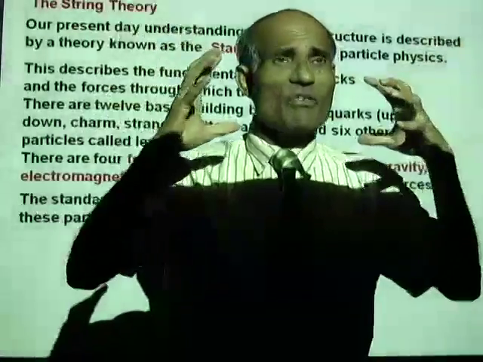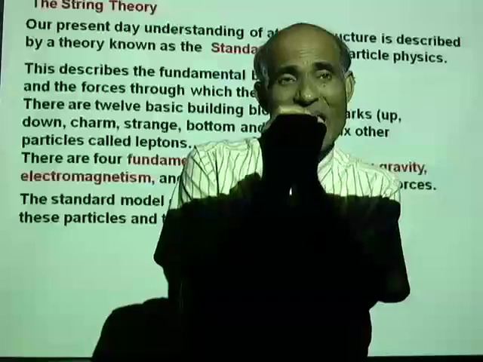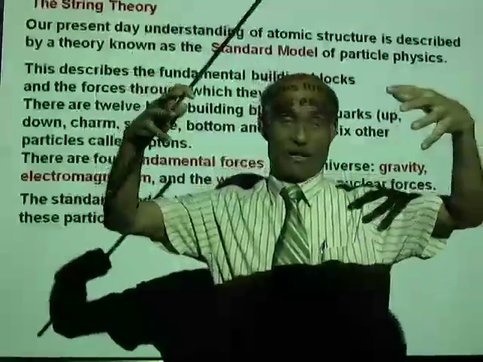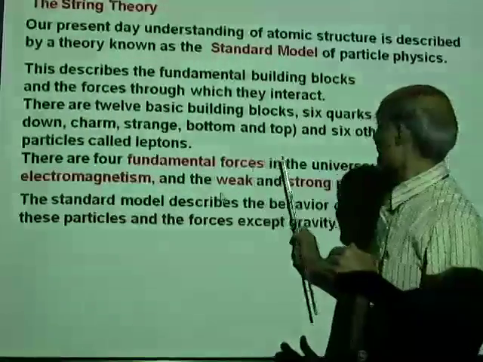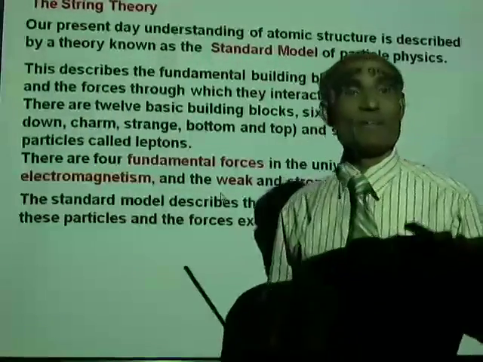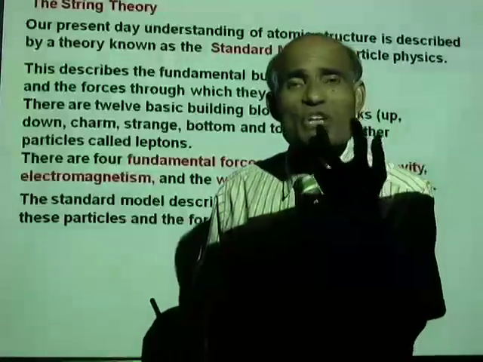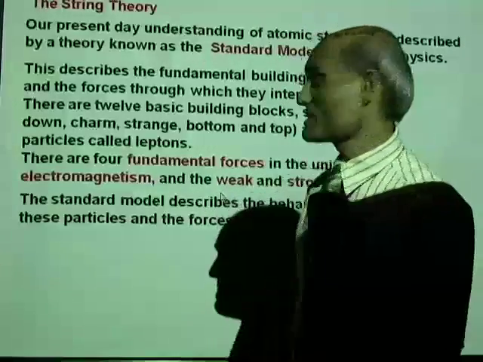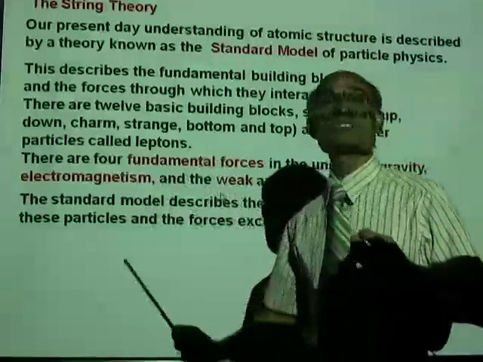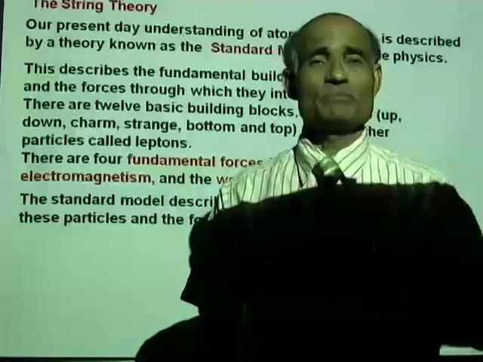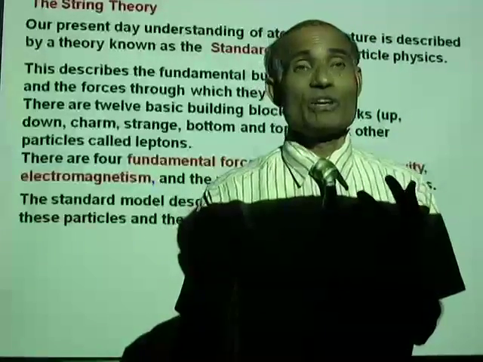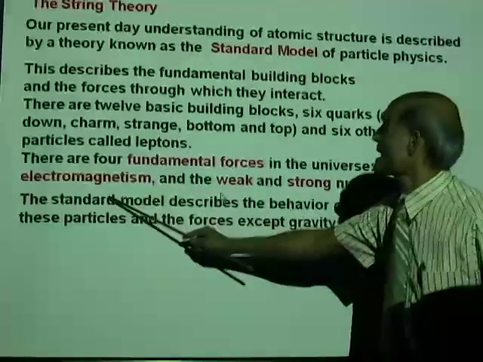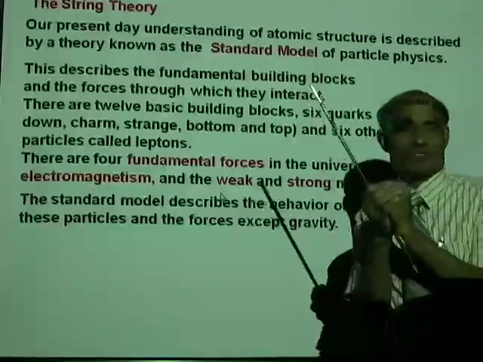Now, if everything originated from that point, and everything that we have is controlled by these four forces, then it is reasonable to assume that these four forces must have a single origin. In other words, we must be able to unify these four forces at some level. Now what has happened is, the theory we know, the Standard Model, has unified electromagnetism, weak and strong forces.